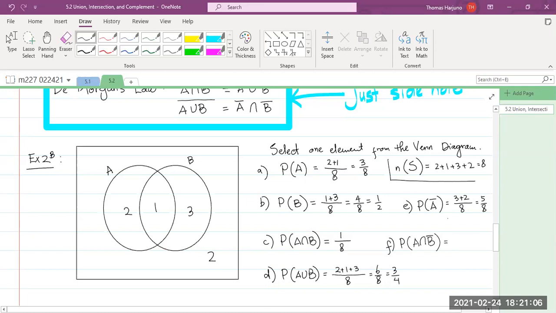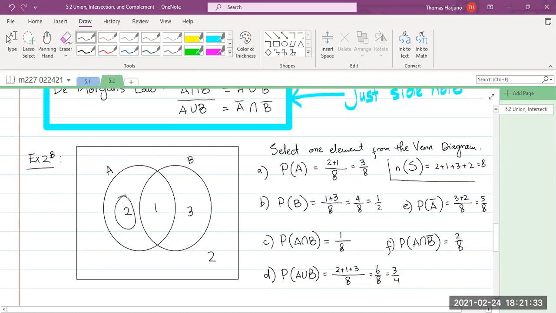2 plus 2. No. In A but not in B. Only one element. But how many elements in A and not in B? 2. Okay, there are 2 out of 8. These 2 here. Okay, these are the number of elements in A only.